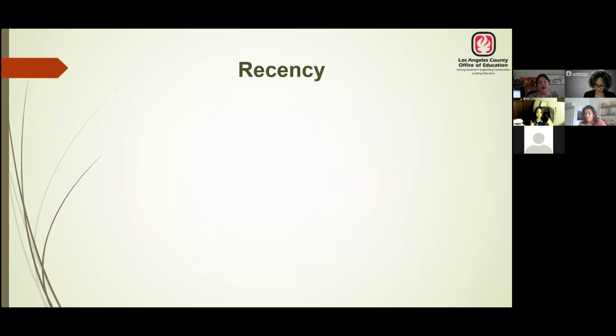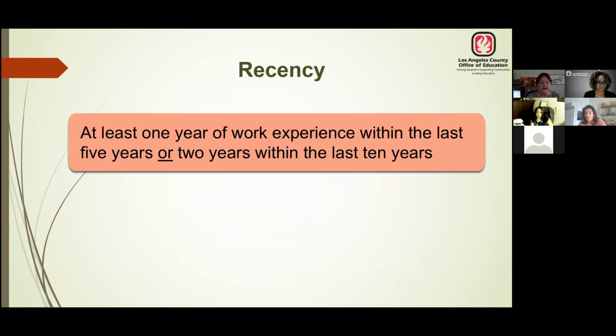The other thing you need to know is CTC requires that this work experience be recent. This is what they call the recency requirement. The recency requirement is to make sure that the industry experience is up to date. They don't want someone who worked in the industry 40 years ago, like me. I was in business back in the 70s, right? When I got my credentials. Yeah, that's not too recent.